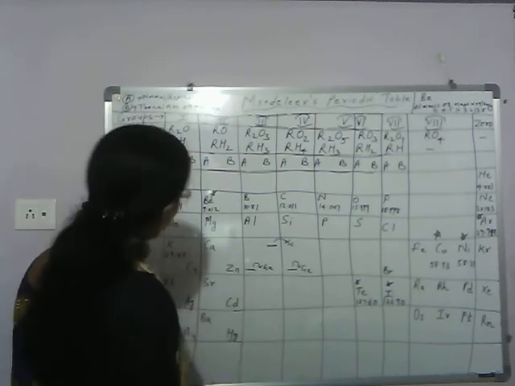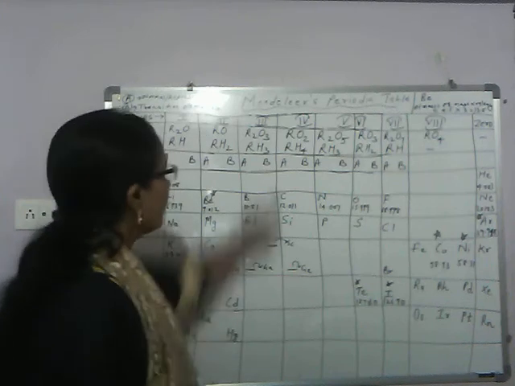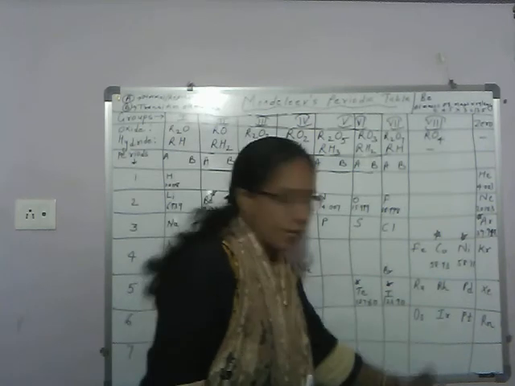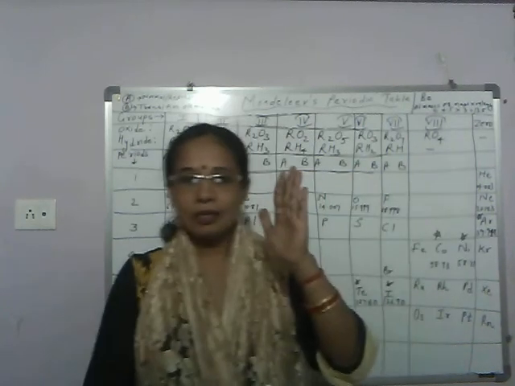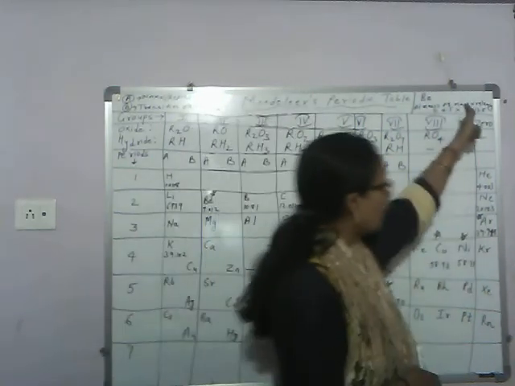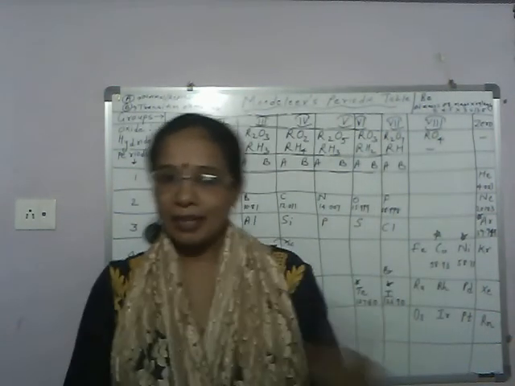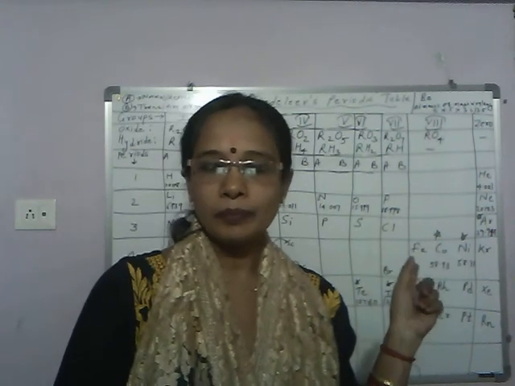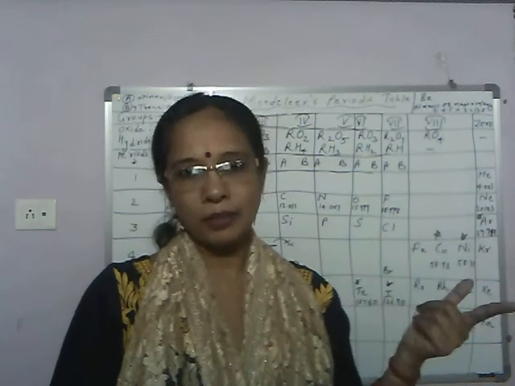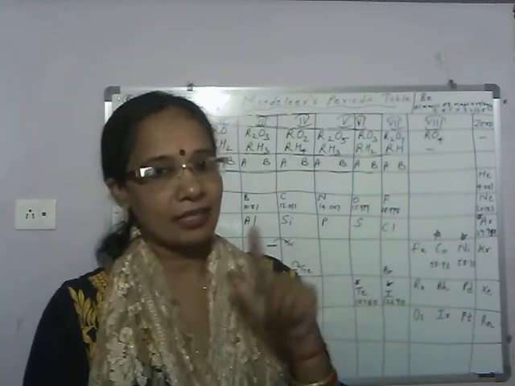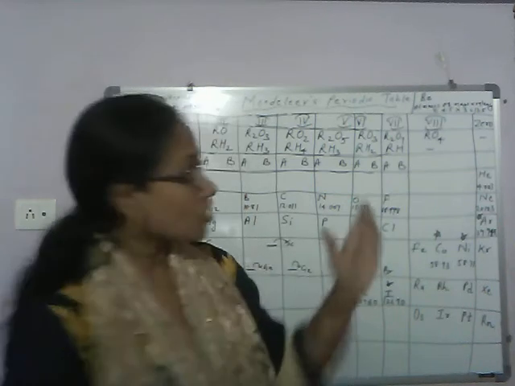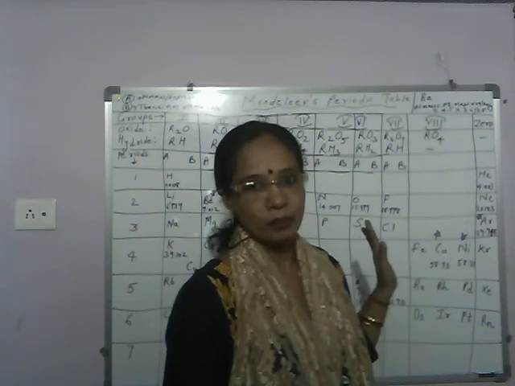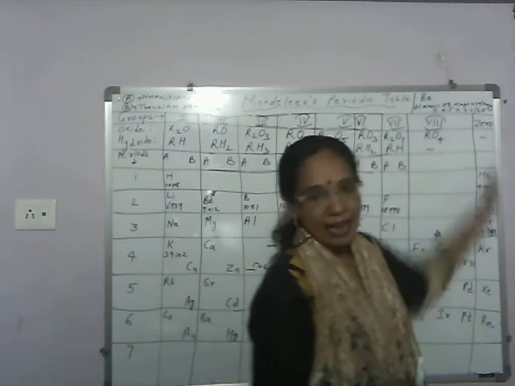So this is group 1. Group 2, Group 3, Group 4, Group 5, Group 6, Group 7, Group 8, and this is 0 group. This was noble gases. In the 0 group, noble gases are placed. But at the time of Mendeleev, when he was developing his table, noble gases were not discovered. Later on in the year 1900, noble gases were discovered. So it was placed at the last without disturbing the table. This is one of the advantages of Mendeleev's periodic table. So then a group was added, 0 group.